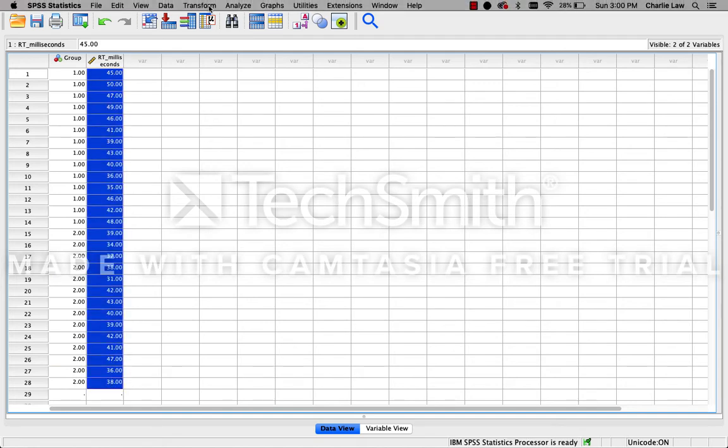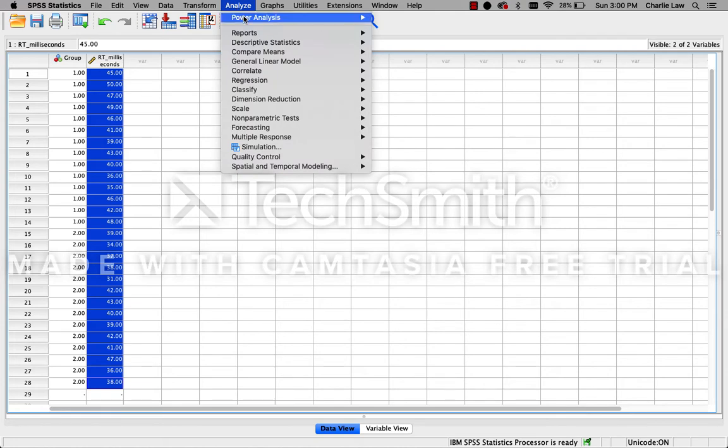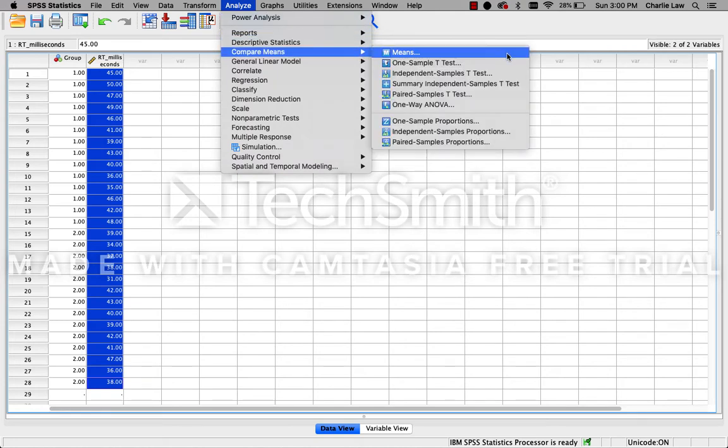I want to know if there are differences between the 3-hour group and the 8-hour group. To do this, I go up to Analyze, and then I'm comparing means. Since the people in my 3-hour group are different from the people in my 8-hour group, this is an independent sample t-test.